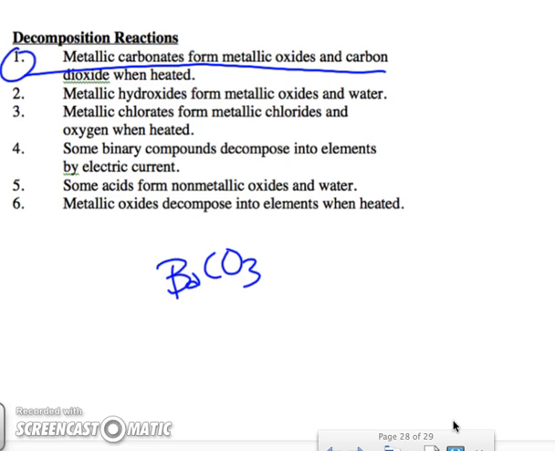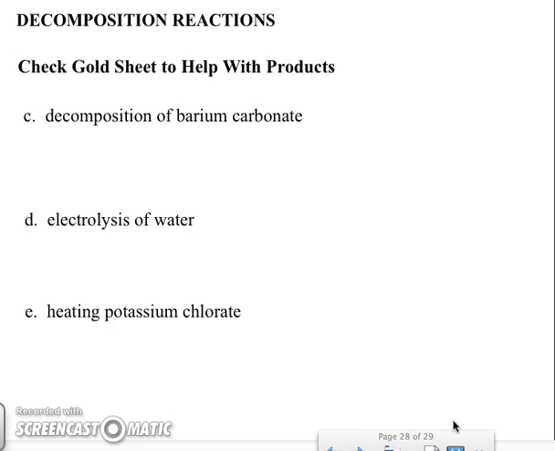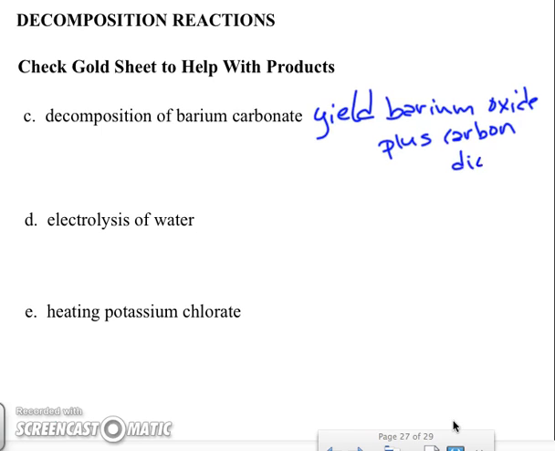Let's go back to the problem. So decomposition of barium carbonate would yield a metallic oxide. That would be barium oxide, barium is the metal, plus carbon dioxide. Let's go ahead and write out and balance the equation. Barium carbonate, let's balance our charges. 2 plus, 2 minus, match made in heaven.